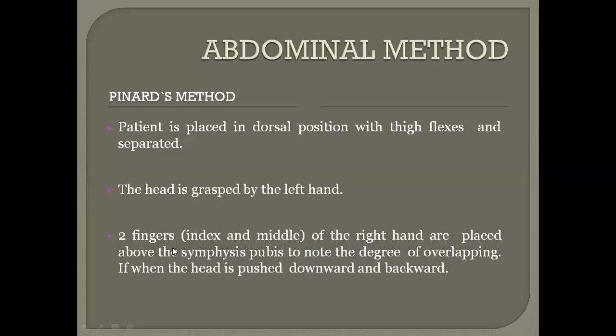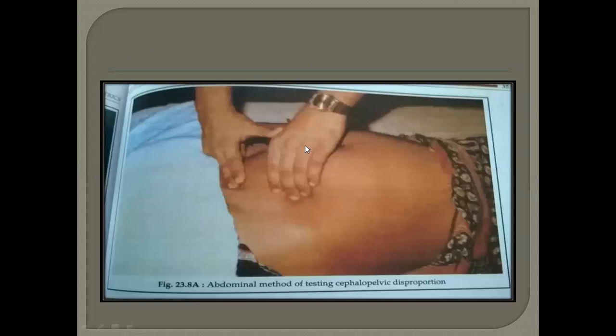Okay. Now, another abdominal assessment, known as Pinnock's method. Here, first we will give the dorsal position to the mother with the thighs flexed and separated. You can see in this picture, the examiner will grasp the fetal head using her left hand. She is holding the fetal head, whereas her right hand she has kept just above the symphysis pubis. You can see the index finger and the middle finger she has kept over the symphysis pubis. This is the exact position.